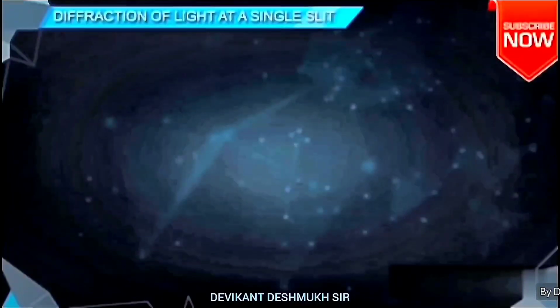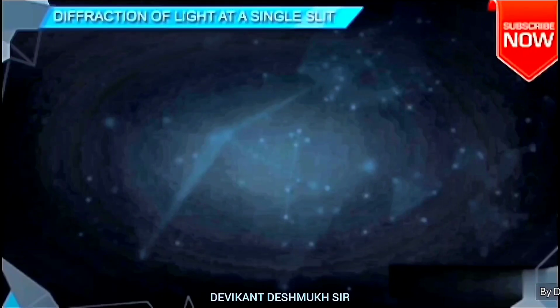It is found that a diffraction pattern is obtained on the screen which consists of central maxima surrounded by secondary minima and secondary maxima. It is also found that the intensity of each secondary maxima decreases as its order increases.